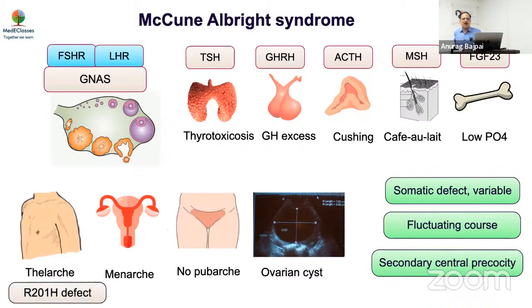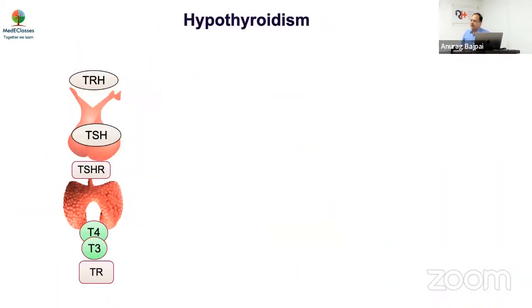Now remember, it's a defect in the GNAS pathway. So what's basically happening is that your pathway continues to be active because the GTPase action is compromised. So the whole process of cyclic AMP is continuously being produced. Now this defect may not be present in the whole blood because it's a somatic one. So often most of the tests are not able to detect this, and this becomes important.